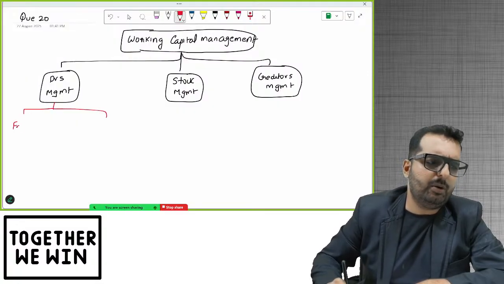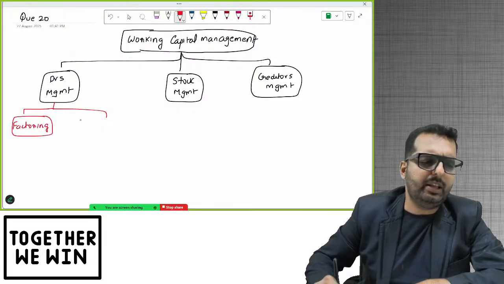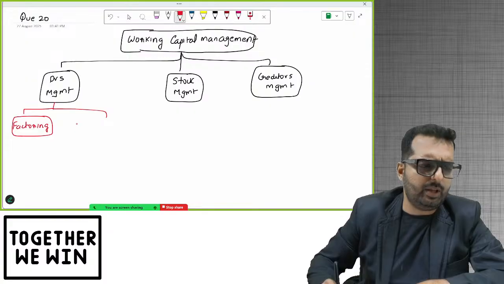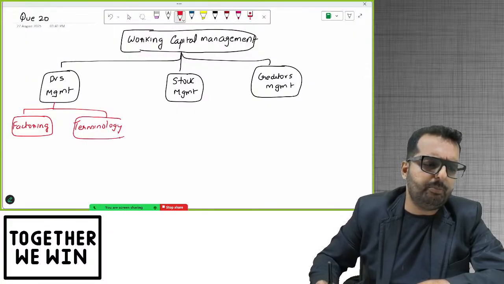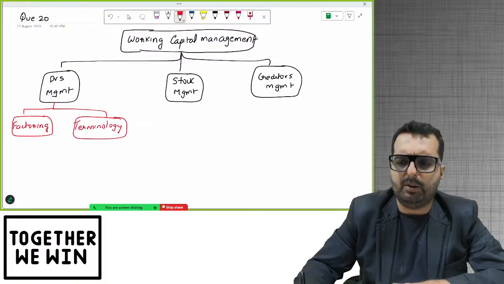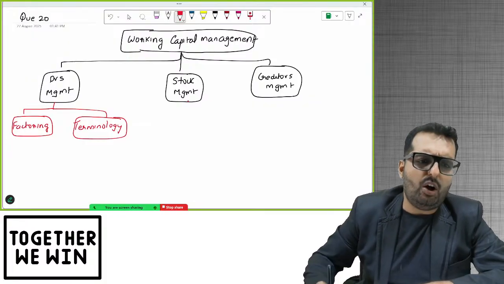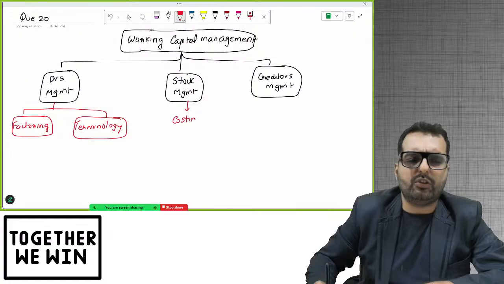Now when you talk about debtors management, that is where we have to learn many things, and here we have to learn about factoring, and there are various terminologies that come into this. There are a lot of terminologies. This is the most important among the working capital management part, friends. Everybody clear? Stock management you learned already in the costing chapter.